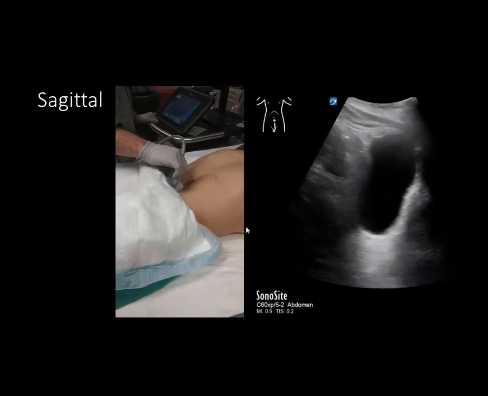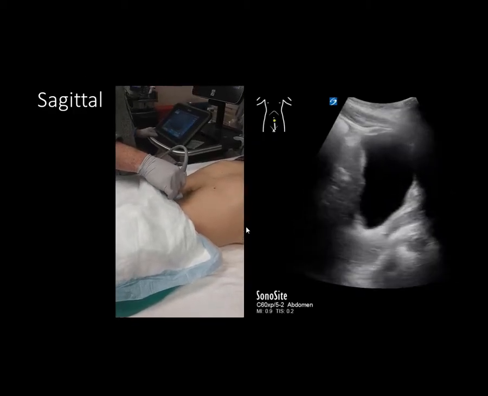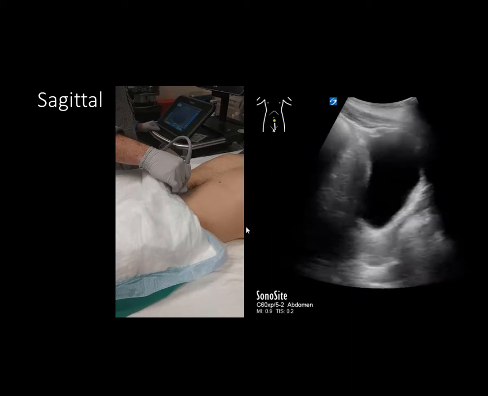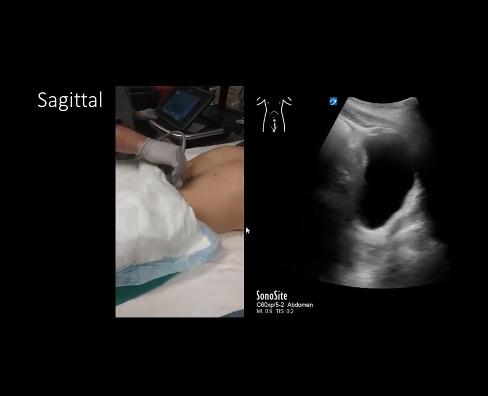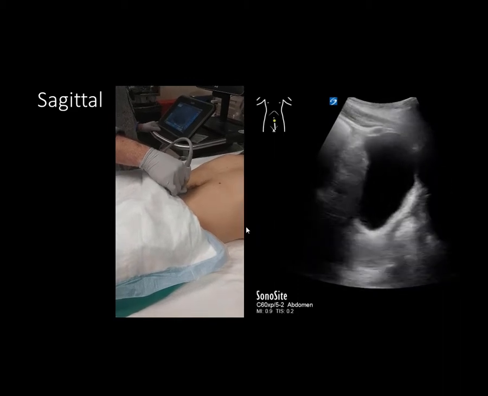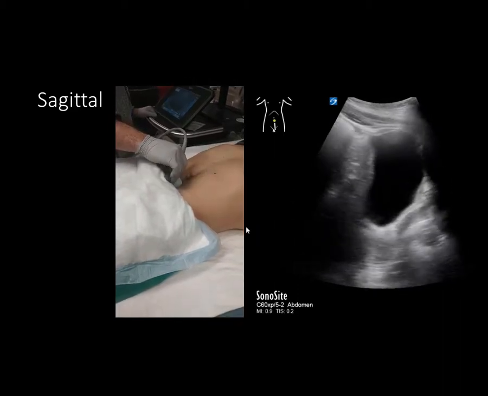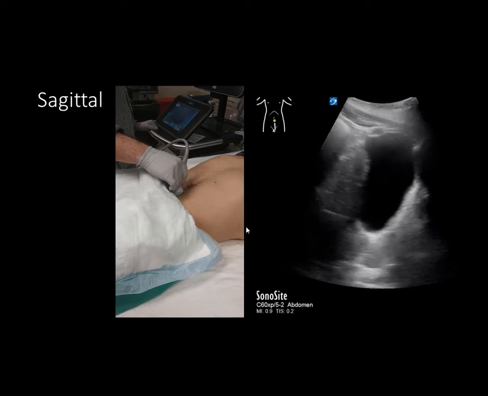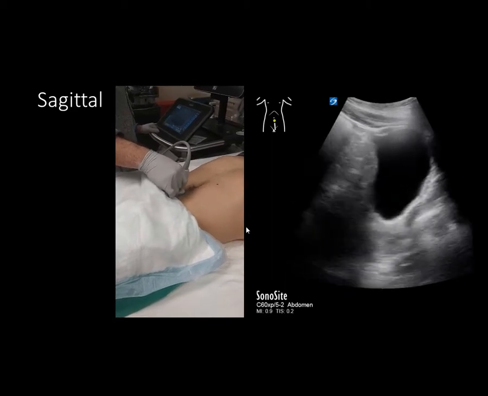For the long axis, we will rotate the probe 90 degrees with the leading edge towards the patient's head. We will then rock the probe into the pelvis and then fan side to side, interrogating the uterus and bladder from right to left.